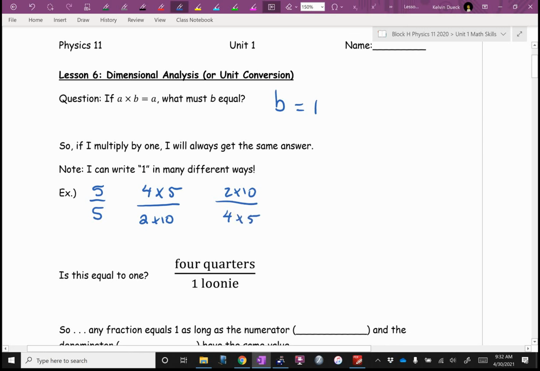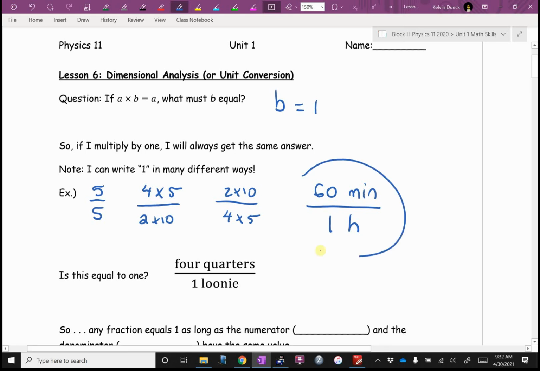So one of the things we're going to notice is if a fraction is a 1, if you flip it, it's still a 1. If you put the numerator on the denominator and the denominator on the numerator, it still works. Ooh, what about this? Because the top and bottom are the same thing, even though they look different, that's a 1.